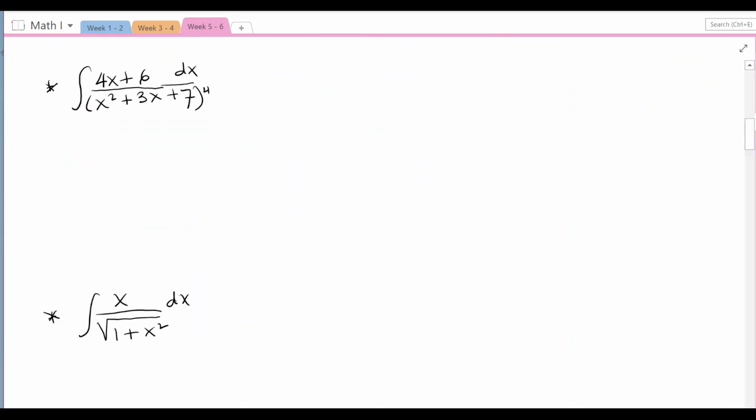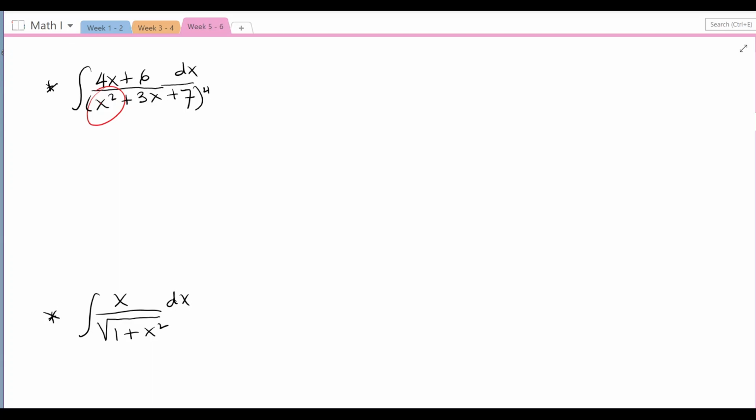Finding the integral of (4x + 6) dx over (x² + 3x + 7) raised to the power of 4. So again, we just have to decide which one is best to be represented with our u. Okay, so by the looks of it, if you look at the denominator, we have x squared, which if we differentiate becomes 2x.